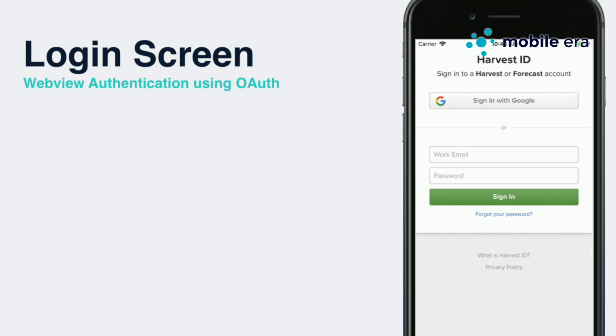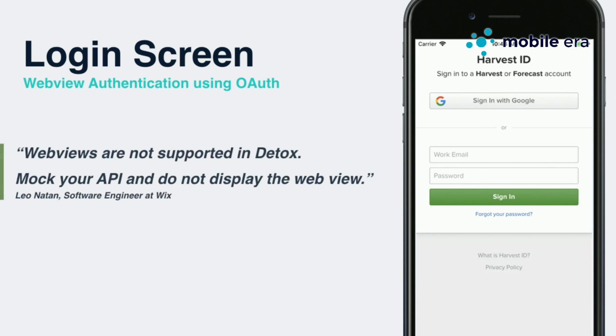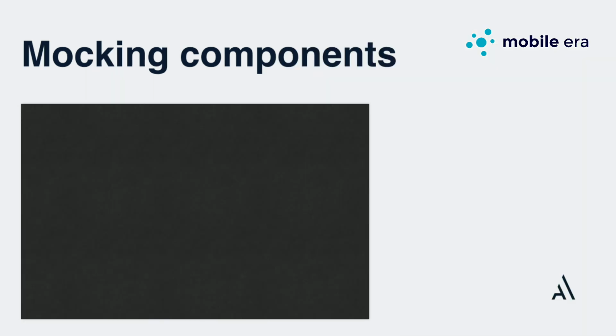If we dive a little bit more into each one of these screens, we have different use cases. The login screen, as you can see, is just a web view authentication using OAuth. And unfortunately, web views are not supported in Detox. That means that, according to Leo, software engineer at Wix, he suggests that we should mock our API and not display the web view. So to solve that problem, we need to mock some components.